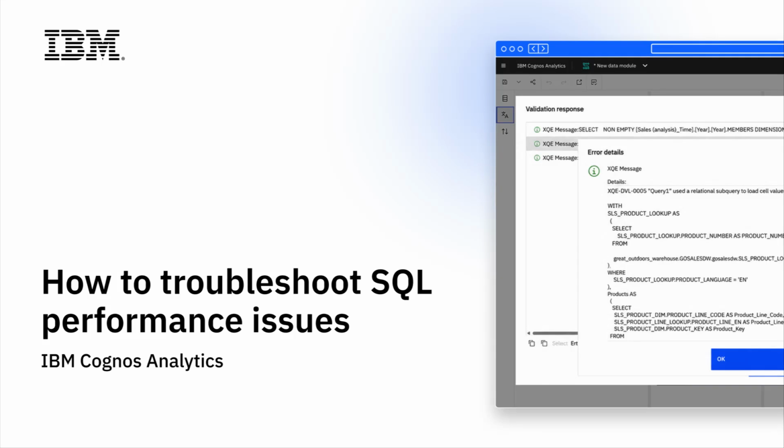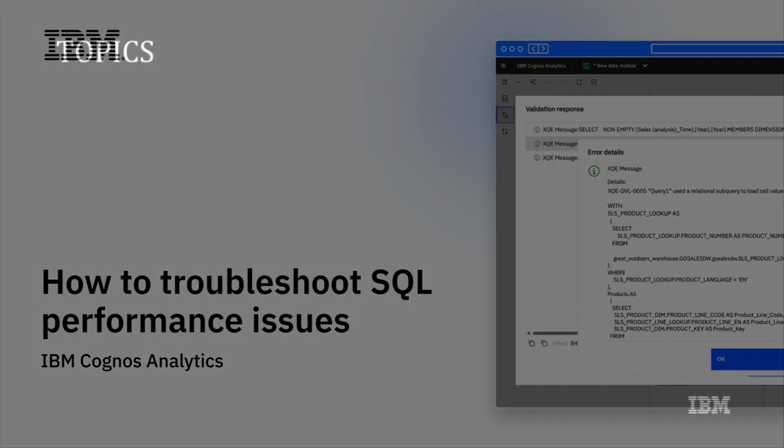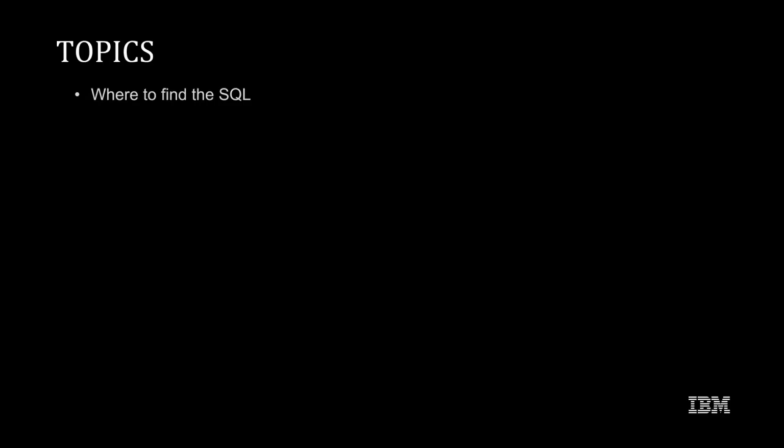Everybody, welcome to this session for understanding and troubleshooting SQL in Cognos Analytics. So the topics that we're going to cover today: let's start with the basics of where do we find the SQL. There are multiple locations that we'll take a look at, how and when we would look at those locations for the SQL, and how we would set up a JDBC trace for the more complex scenarios of troubleshooting.